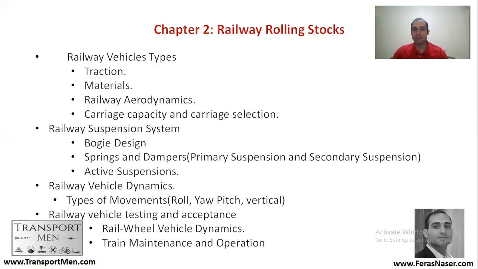We'll talk about railway vehicle dynamics, and by that we mean the different movements that a railway vehicle might have, and this is associated with vehicle dynamics in general. You would have roll, pitch, yaw, vertical kinds of movement, for which you need to calculate different forces. So the roll movement will introduce a certain kind of forces, while the yaw will introduce a different type of forces, and so on. But these are the general movements of the vehicles of the train.